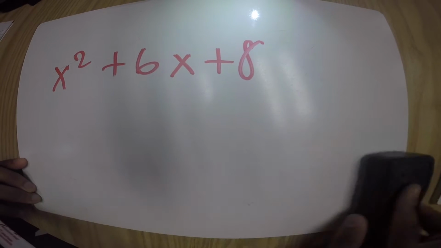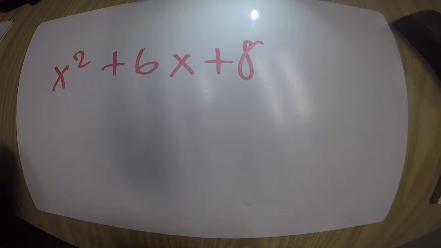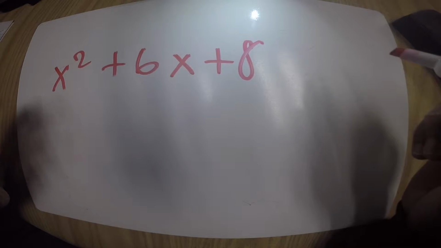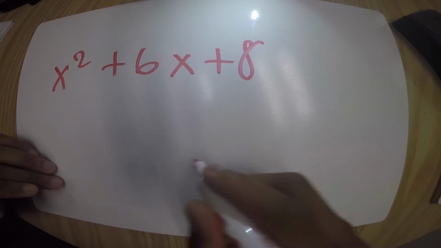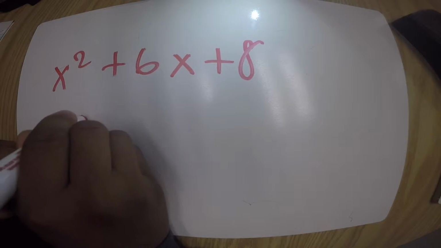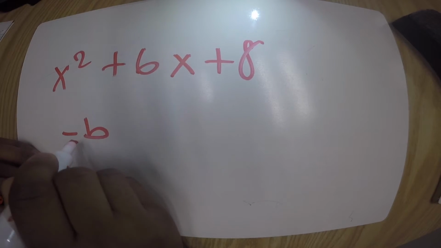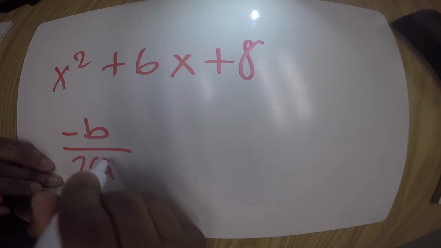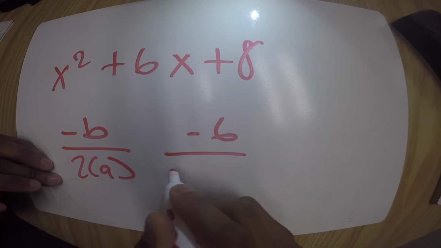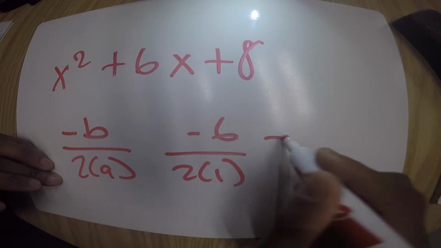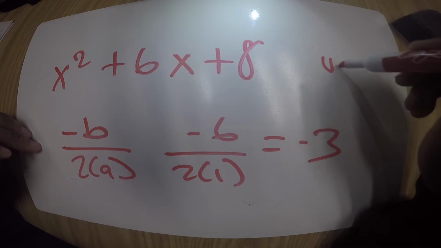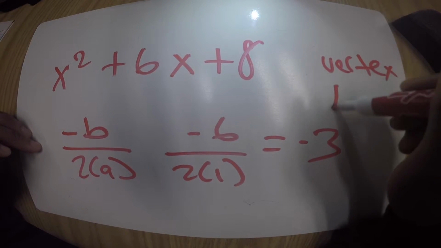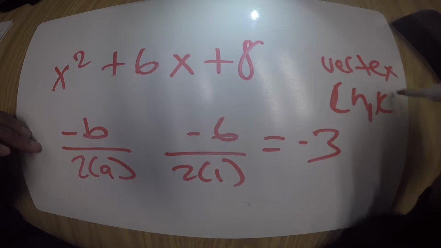Now the vertex. So the vertex is (h, k). That's the setup. So to find h, it's negative b, which is this is b, all over 2a. So that would be negative 6 over 2 times 1, which gives you negative 3. So now we found the h. This is the vertex, (h, k). We found h.